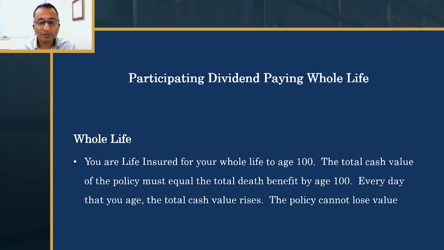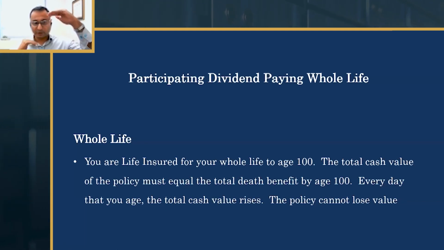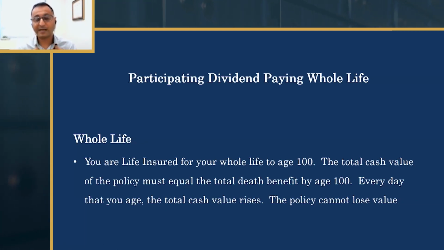And then there's certain contractual guarantees which kick in once you have a participating dividend-paying whole life policy. And one of the contractual guarantees is that total cash value of the policy must equal total death benefit by age 100. So if you're just starting a policy today, for example, and I'm going to use me as example, I'm 39 years young today. So if I just start a policy today, I'm 39, and I'm going to be age 100 in about 61 years. So every day I wake up, I'm one day closer to age 100.